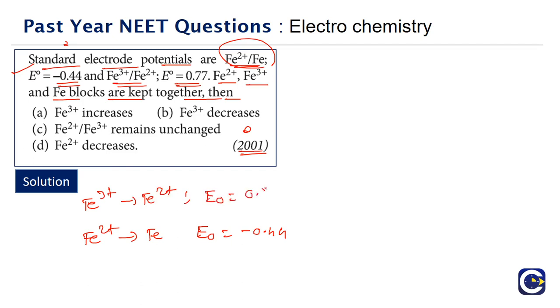What is it? 0.77. So we know when we look at the electrode potential series, whenever the reduction potential is higher, that is going to be more feasible. Between Fe3 plus and Fe2 plus, the chance of getting reduced is more for Fe3 plus because it will have preference. That's what we call preferential discharge. So the Fe3 plus ions are going to get reduced, thereby forming Fe2 plus.